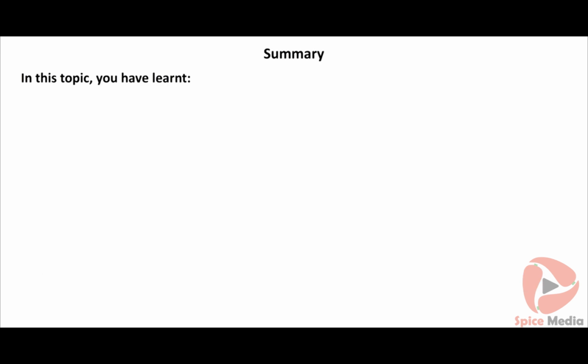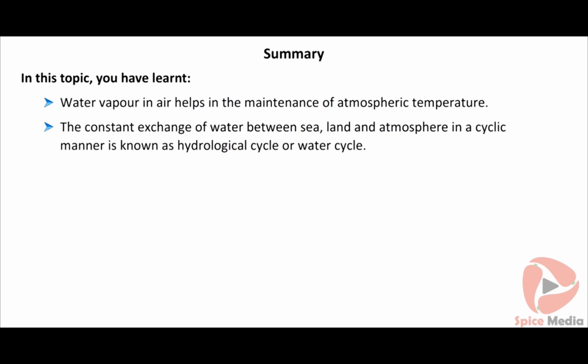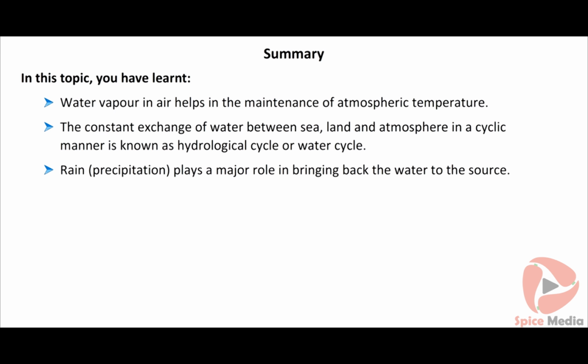In this topic, you have learnt water vapor in air helps in the maintenance of atmospheric temperature. The constant exchange of water between sea, land, and atmosphere in a cyclic manner is known as hydrological cycle or water cycle. Rain, precipitation, plays a major role in bringing back the water to the source.